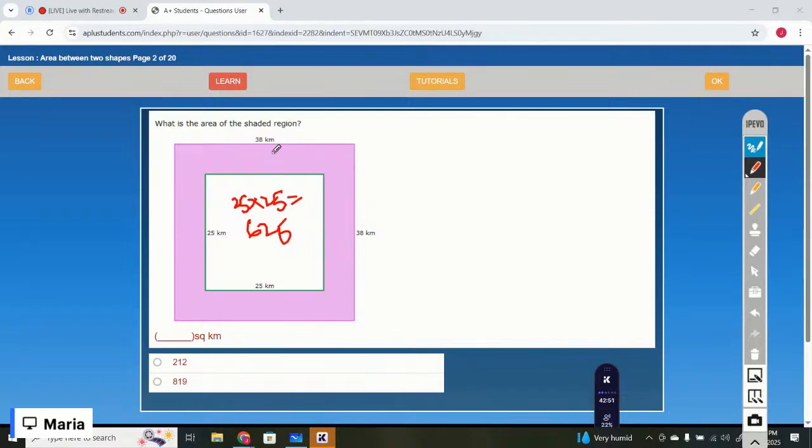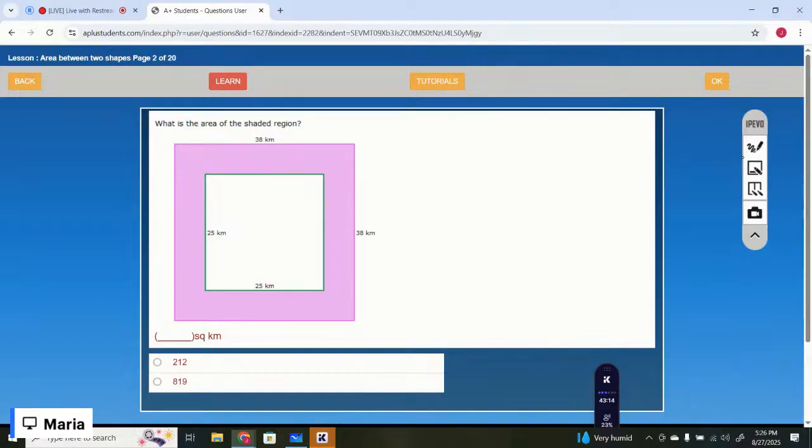The area is 1444. So subtract 1444 minus 625. That is 819. Option number two is the correct option. That is 819.